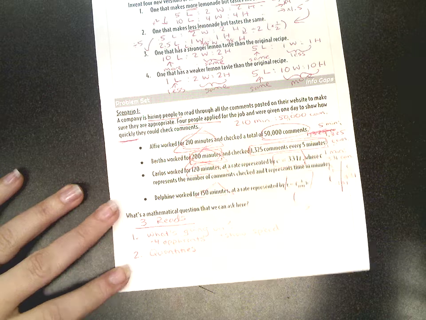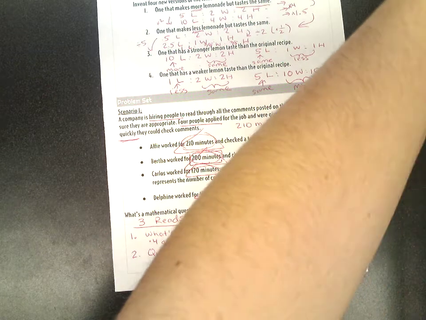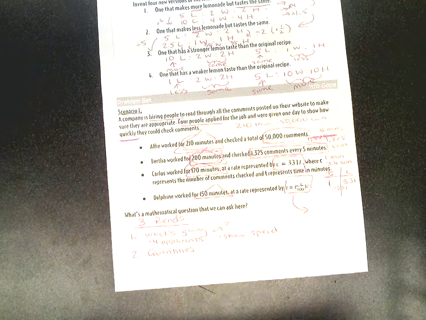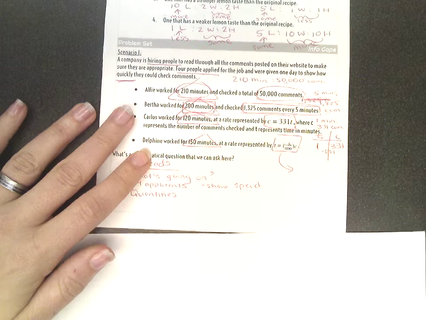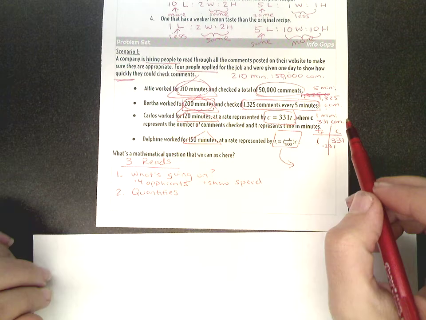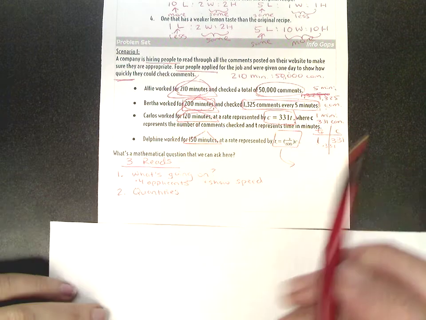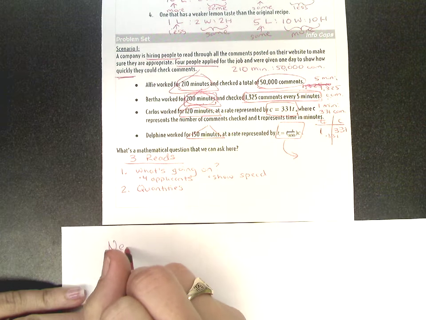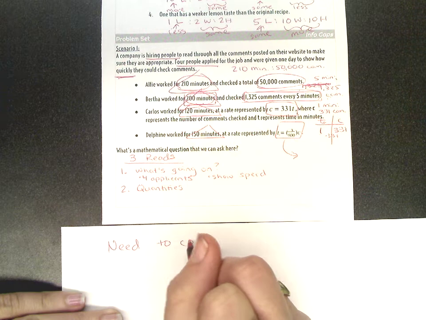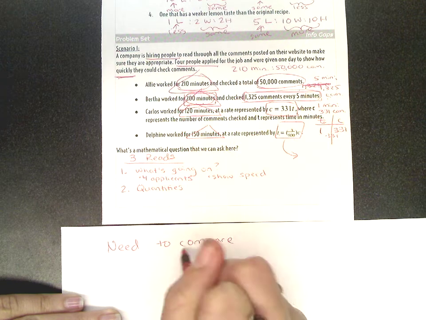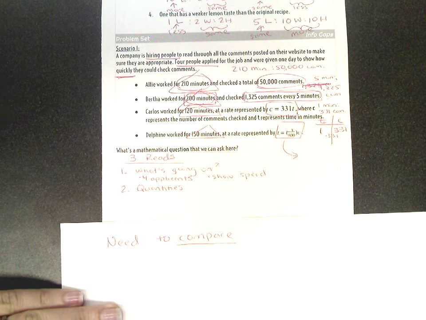So looking at this, several groups noticed that if you want to compare speed, you need to have one quantity to compare. Like you have to be able to compare minutes to minutes, for example.